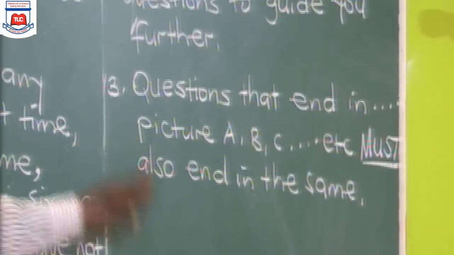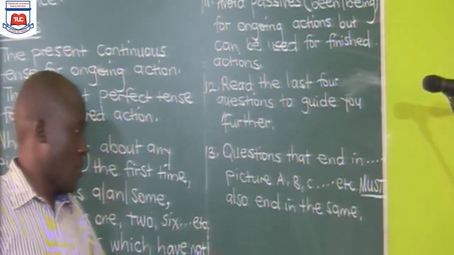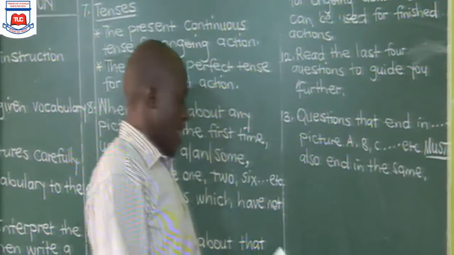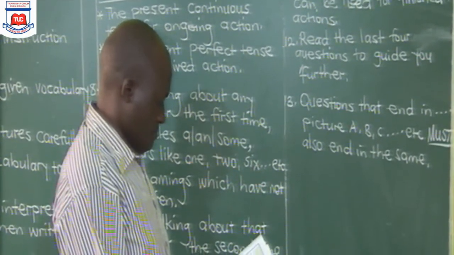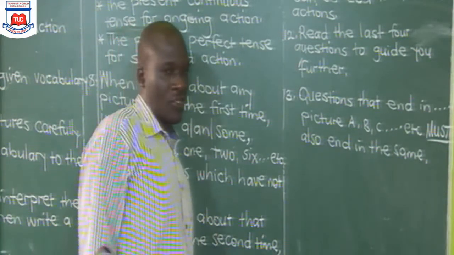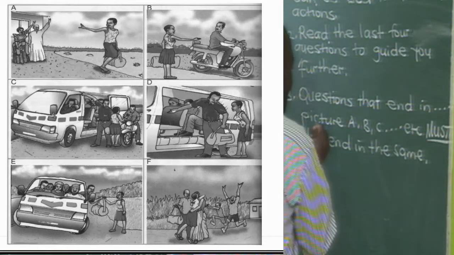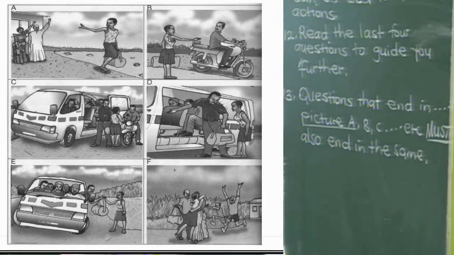What do I mean here? If a question is asked saying, what is Ruth doing, or what was Ruth doing in picture A? Look at picture A on your screen. If the question is asked, what was Ruth doing in picture A? The ending part of the question is "in picture A." So your response must also be, "Ruth was waving to the man and woman in picture A." So your response should also end in the same way.